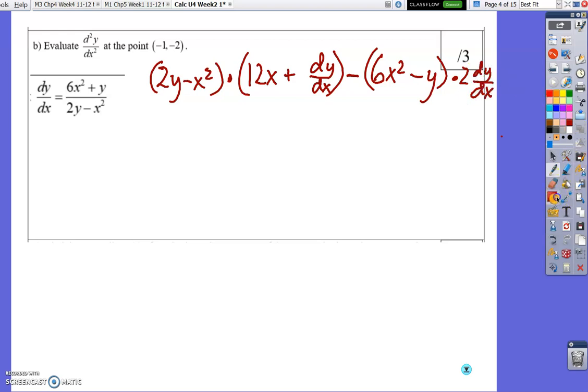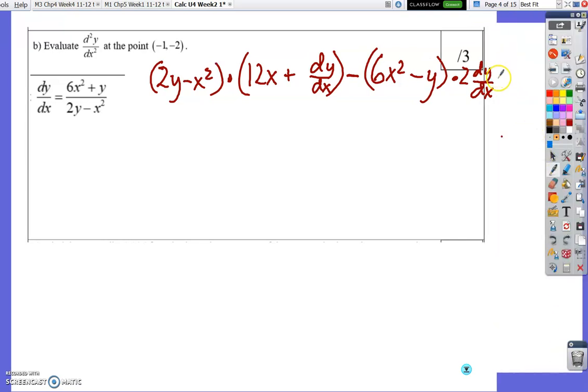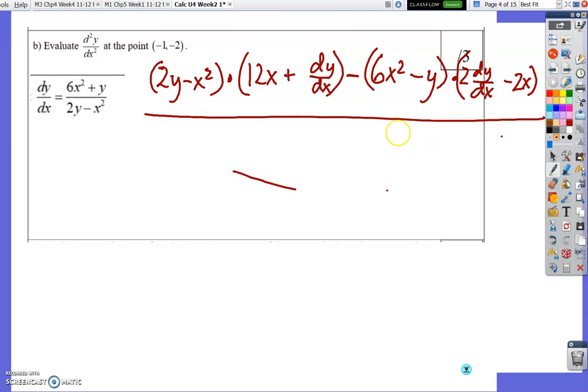Let me get a rectangle over here. 2 dy dx minus 2x, all over the bottom squared, 2y minus x squared, squared. So I'm not going to bother to simplify this at all. I'm going to leave it right here. I don't need to simplify it.